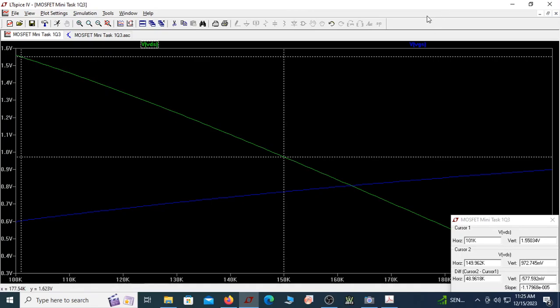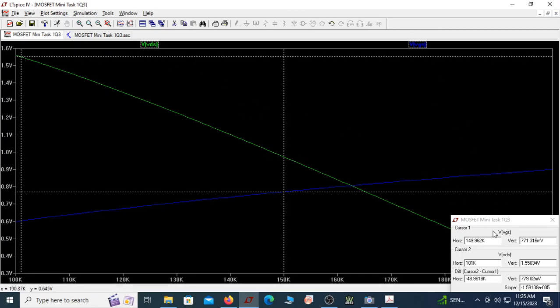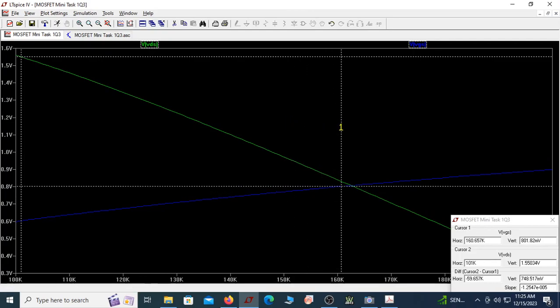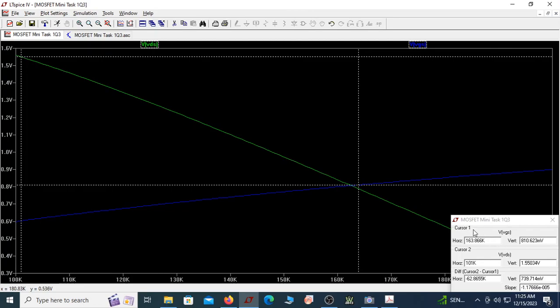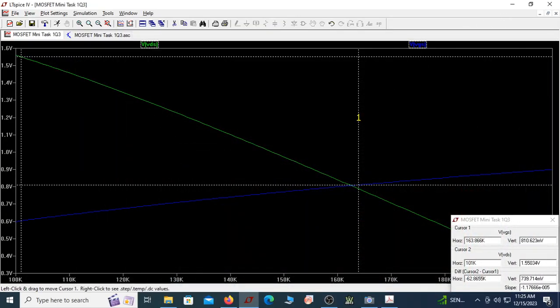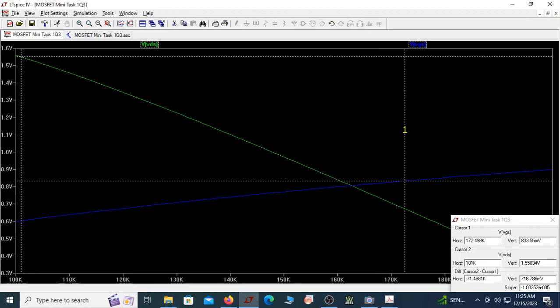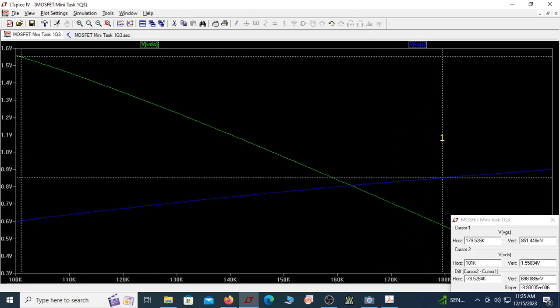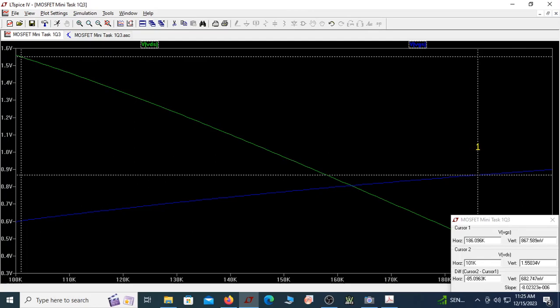This is VDS and the other one is VGS. Can you see this cursor one? This is my cursor one. This is actually showing VGS. Can you see here? This is cursor one VGS. So look at this voltage as 0.87, because this is my 0.87 VGS and this is 0.47. So let me just make this as 0.87. Are you there at 0.87 somewhere here? Oh, you're almost there.